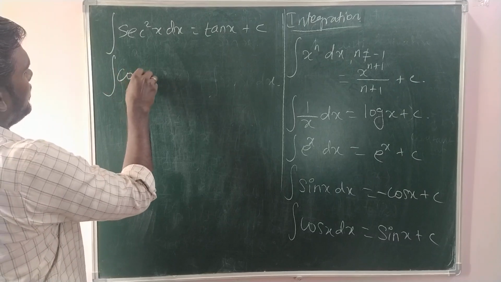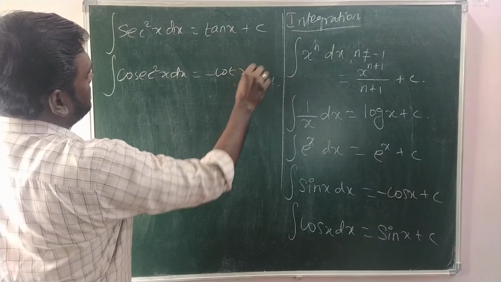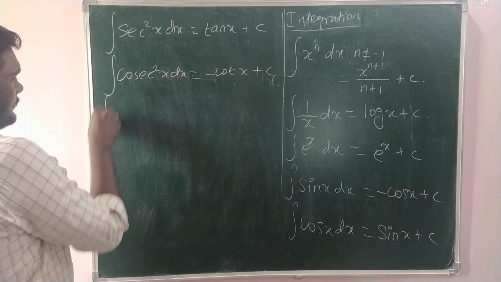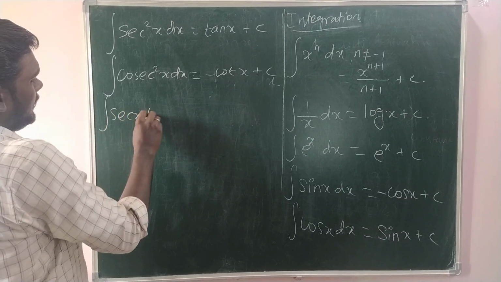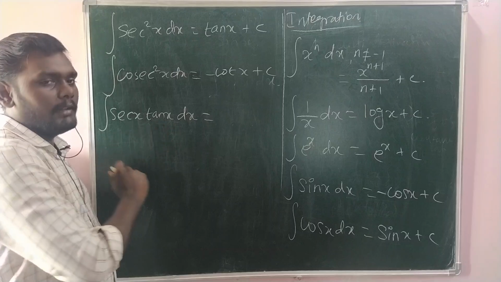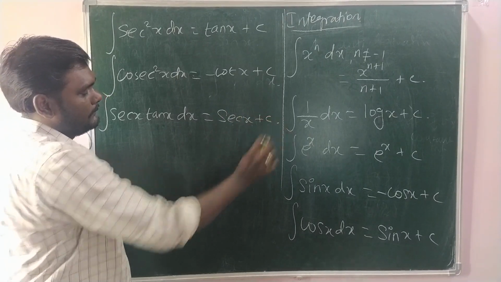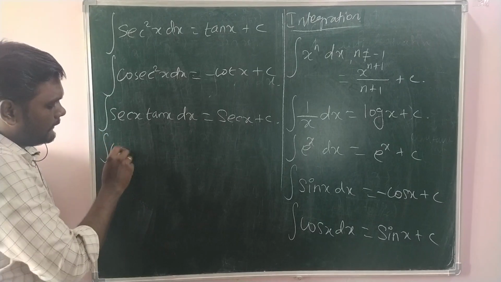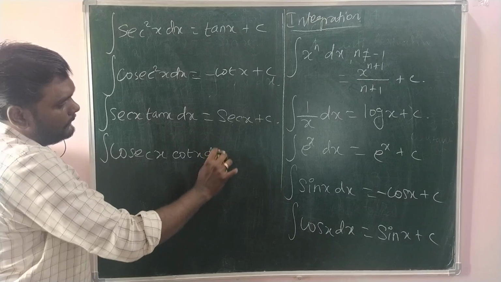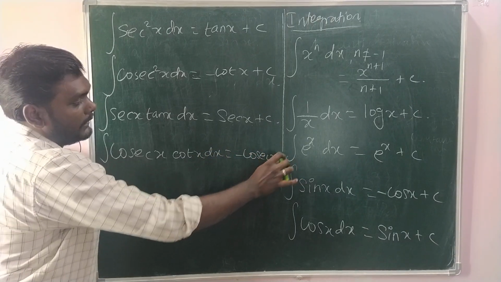It's not minus cosecant square x. Integral of cosecant square x dx is equal to minus cot x plus c. And integral of secant x tan x dx is equal to secant x plus c, since secant x tan x is the derivative of secant x. And integral of cosec x cot x dx is minus cosec x plus c.